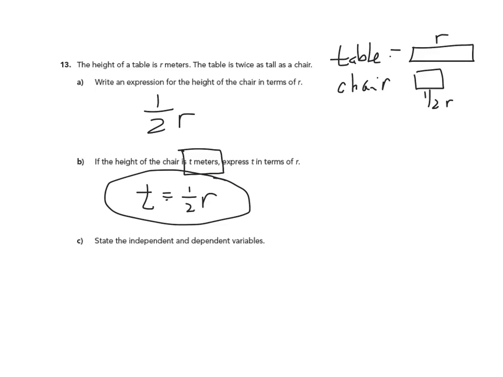I can't figure out T until I know what R is, which leads me here to independent and dependent. The dependent variable is T. I can never figure out that T until I know the R first. I can't figure out the height of the chair, T, unless I know how big the table is. I'll take the table's amount and divide it by 2. So I know that the dependent variable is T. It totally depends on R, and we would say that R is independent and stands alone.